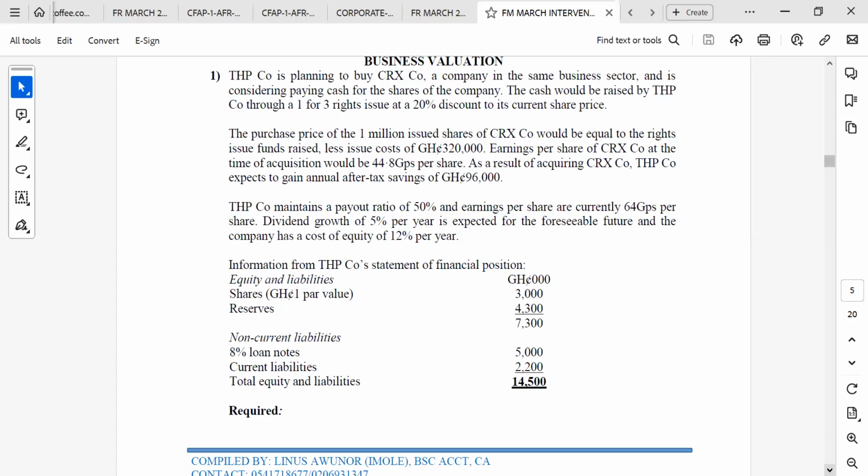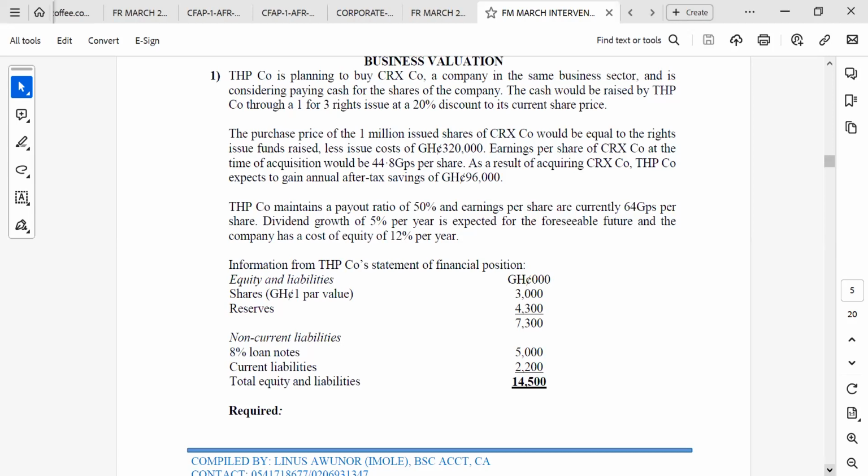What is the meaning of dividend payout ratio? If you say the payout ratio is 50%, what does it mean? It means that if they make a profit of, say, 500,000, they have to pay out 50% of that profit as dividends and retain the other 50%. That is fine. So that is the dividend payout ratio.